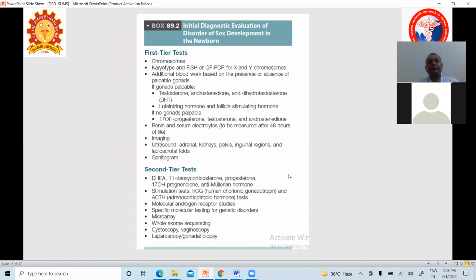Then there is a battery of tests which you can go for: the first tier tests, the second tier tests. I will not go into it, and you can easily make it out.